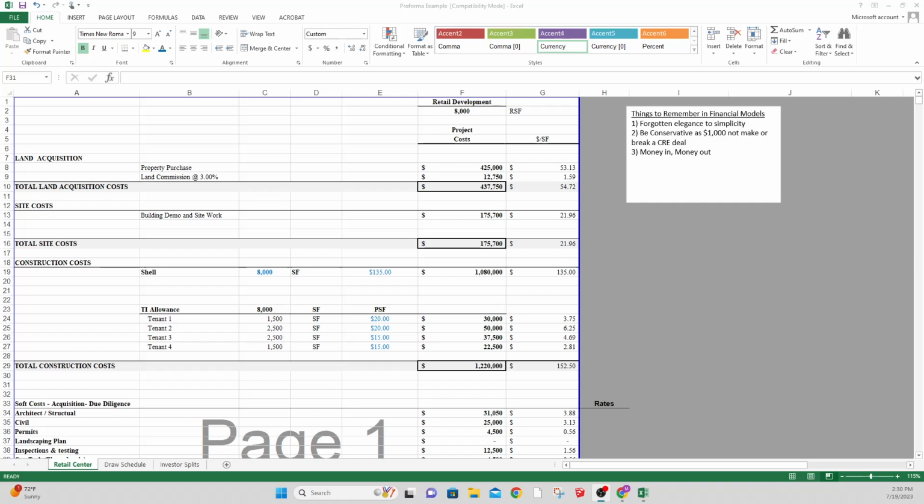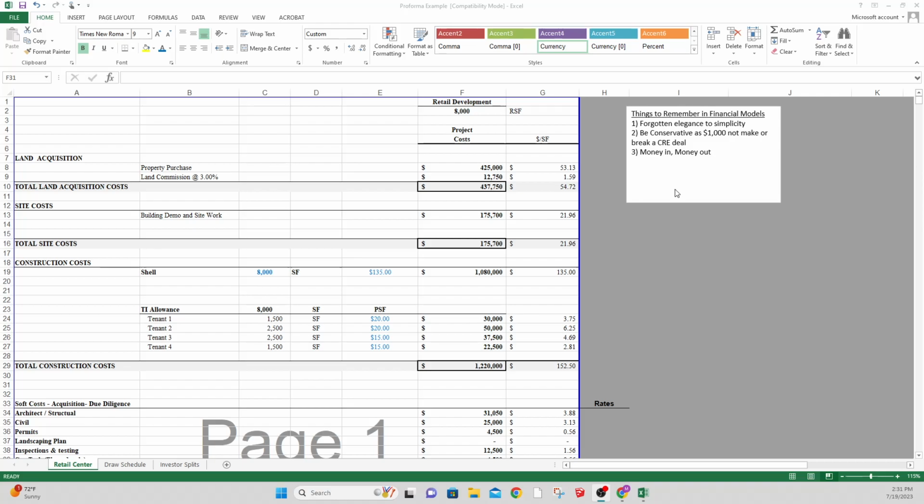Okay, this is going to be the introduction to financial models or Proformas specifically for commercial real estate. To start out, there are a couple of things to remember to set the stage. When you're doing models, I think there's a forgotten elegance to simplicity, for sure.